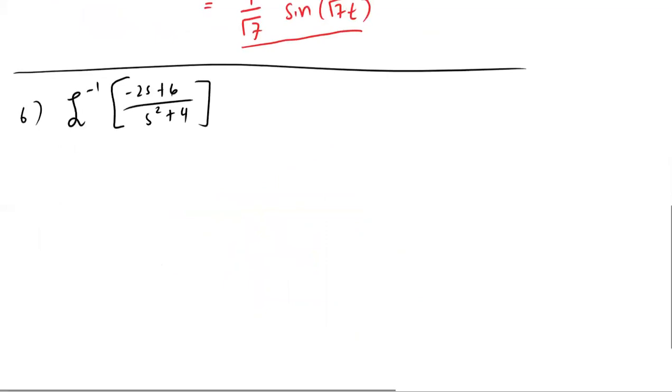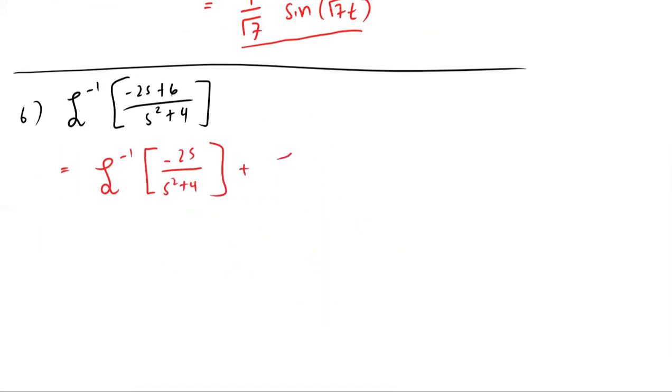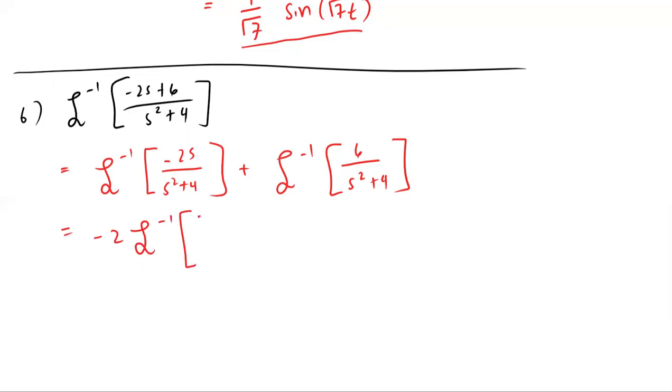Okay, so we have a sum in here, right? So we can separate it into the sums, because L inverse, the Laplace inverse transform, is linear. So this is the Laplace inverse of negative 2s over s squared plus 4, plus the Laplace inverse of 6 over s squared plus 4. Okay. We can move any constants outside, again by linearity. So let's move the negative 2 outside of this one. And here, let's move out the 6.